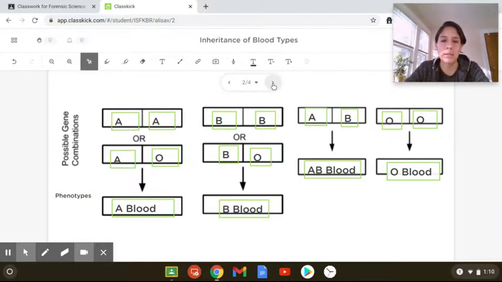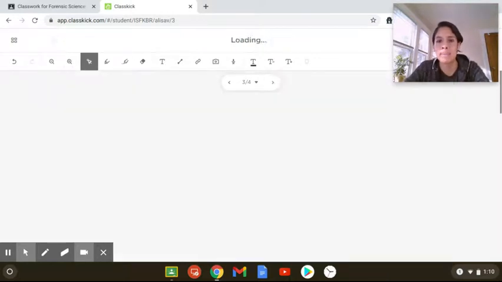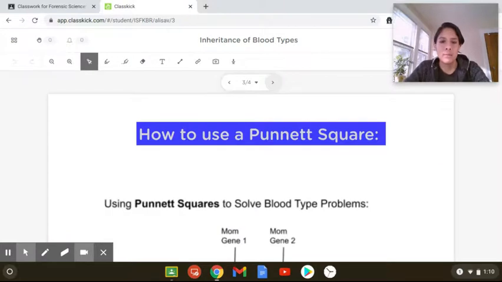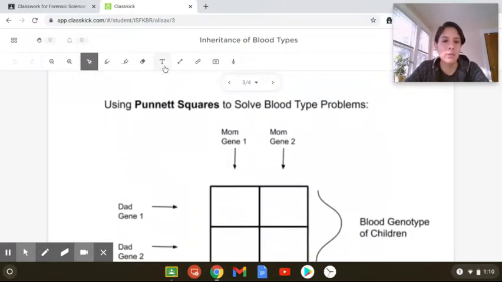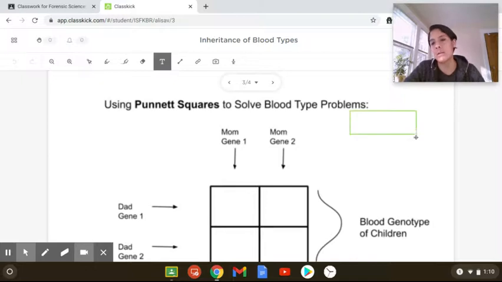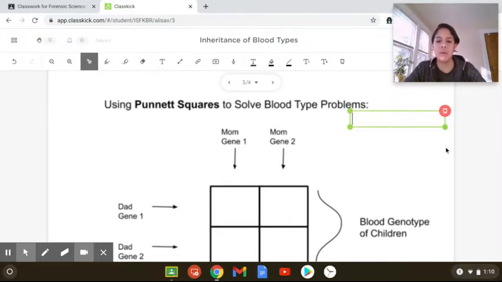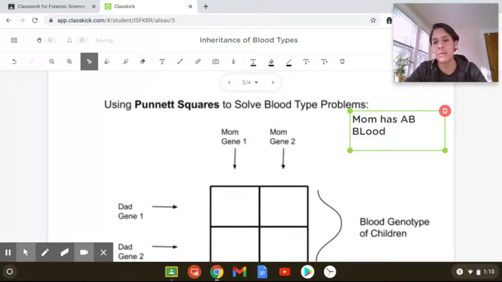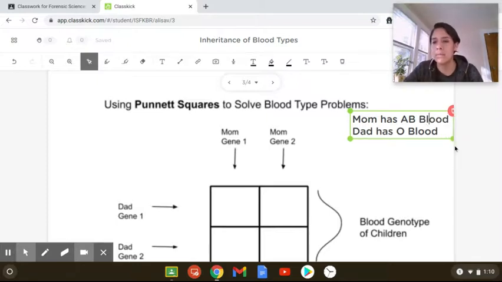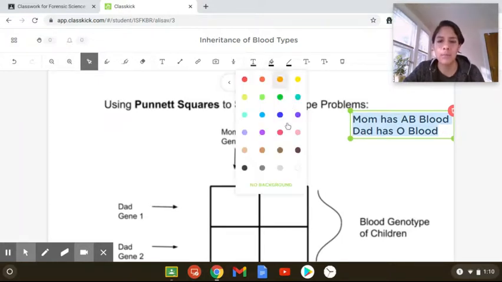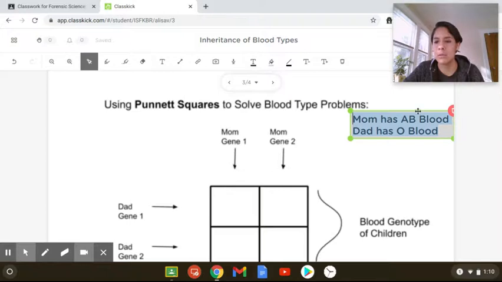Okay, so now let's have a practice problem. Right here we're going to go ahead and create a problem. For this problem, I'm going to say mom has AB blood and dad has O blood. Now, if you were in class and I had started a different problem, you can either change it or you can use this example. Either way is fine with me. Okay, so there's our two blood types.